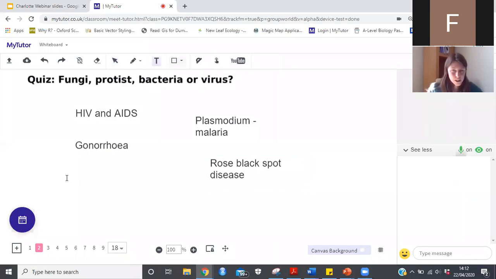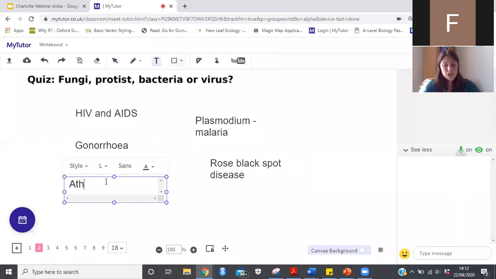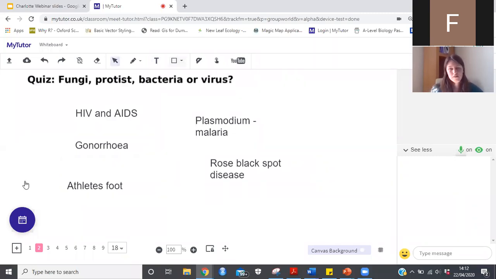Another one, next one down, athlete's foot. Remember there was a terrible picture of athlete's foot that I posted. It's a disease that can affect your feet in rare cases. Is it caused by fungi, protist, bacteria, or virus? Good, lots of people saying, not so sure about this one. Thought anyone that was in the session would remember this one. It was a terrible picture. It looks really, really awful.